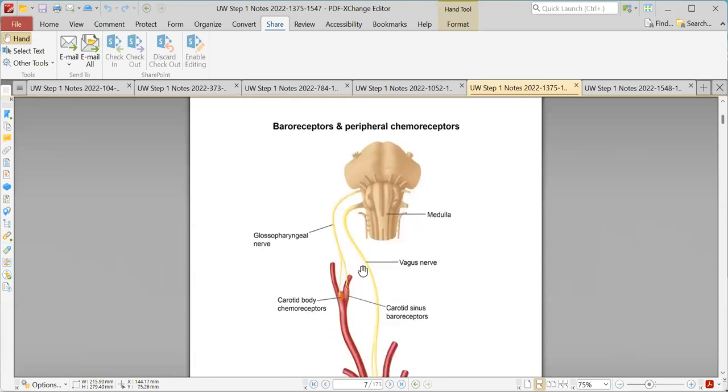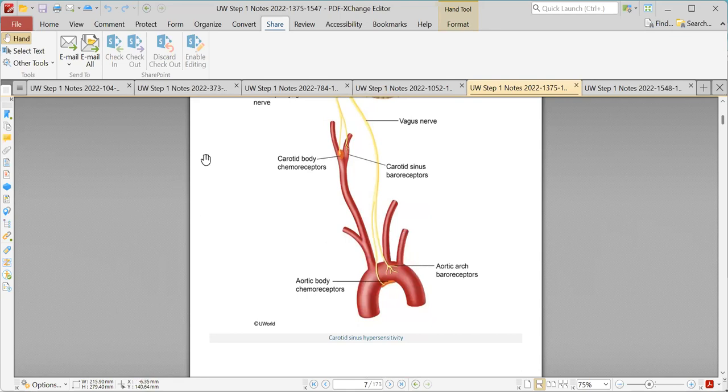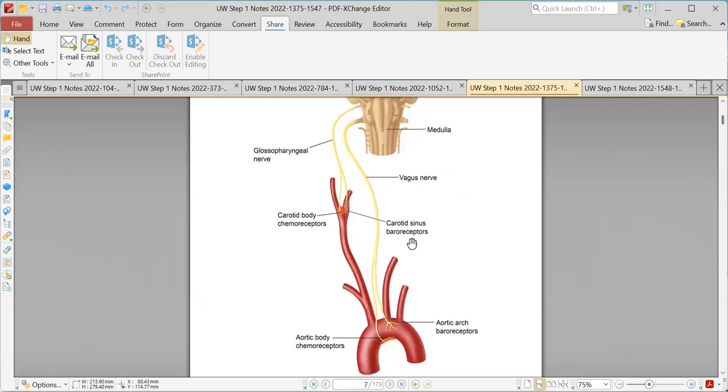Okay. So next are the baroreceptors and the peripheral chemoreceptors. What actually happens here is carotid sinus hypersensitivity. When the patient has carotid sinus hypersensitivity, especially seen in old age people, when they wake up in the morning, touch the neck or try to adjust their thigh, they suddenly get giddiness and feel like they're falling down. So what actually happens is that the baroreceptors are getting hypersensitive here.